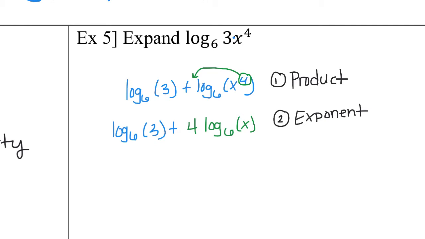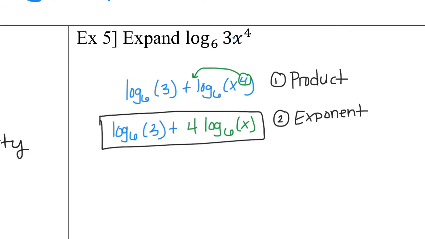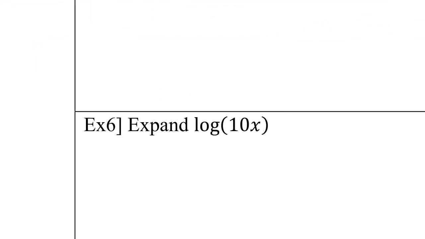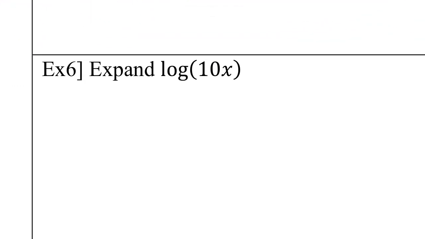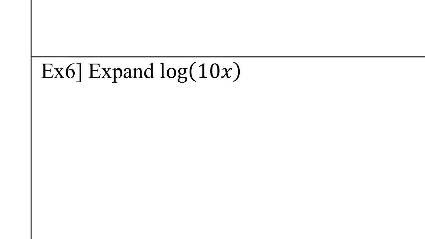Now that there's a single argument inside both logs, this is as expanded as it will get. Example 6, expand log 10x. Now remember, if it doesn't have a base, the base is assumed to be a 10. That'll come in handy in a minute. So again, we don't have division, so the next thing we would look at is multiplication. So 10 and x are being multiplied, so that means I can separate it by having log of 10 plus log of x. Okay, now this is not quite finished, and the reason is this.